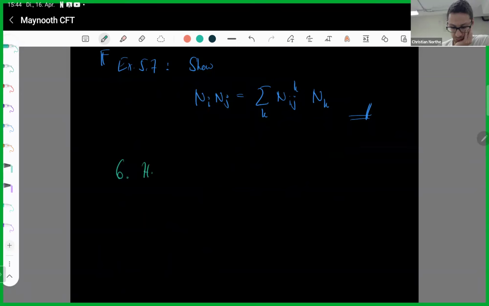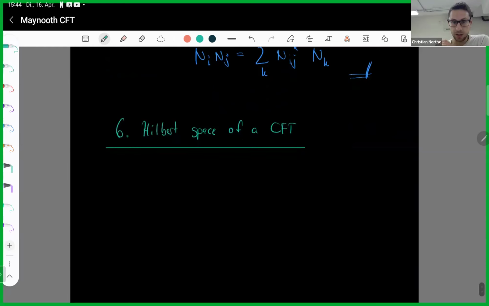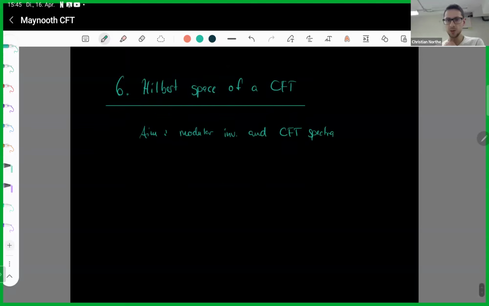So let's talk about Hilbert spaces in CFT. So the aim here is modular invariance and CFT spectra. But as time has progressed already quite some, I will not really talk about modular invariance. Instead, I will just highlight a few features.